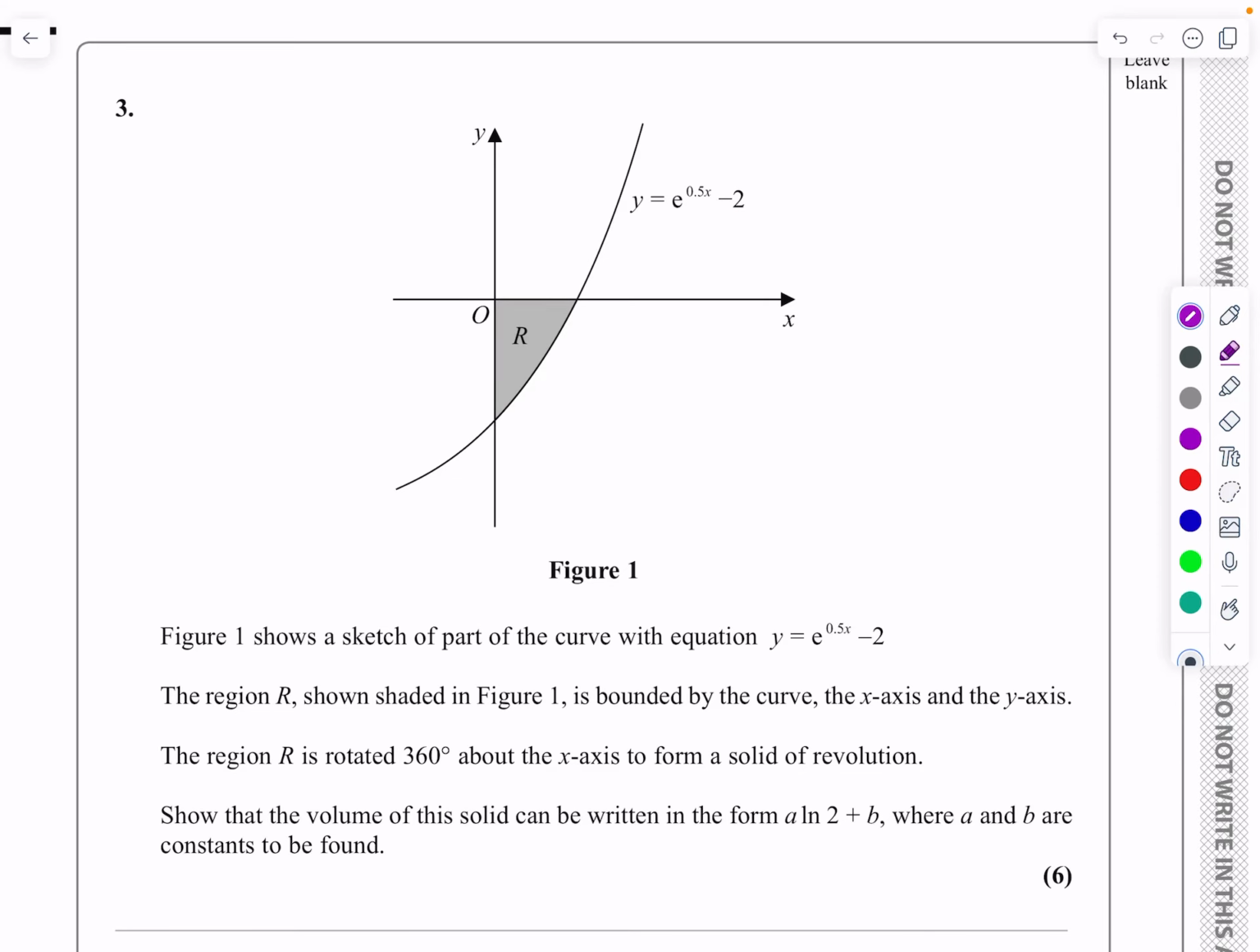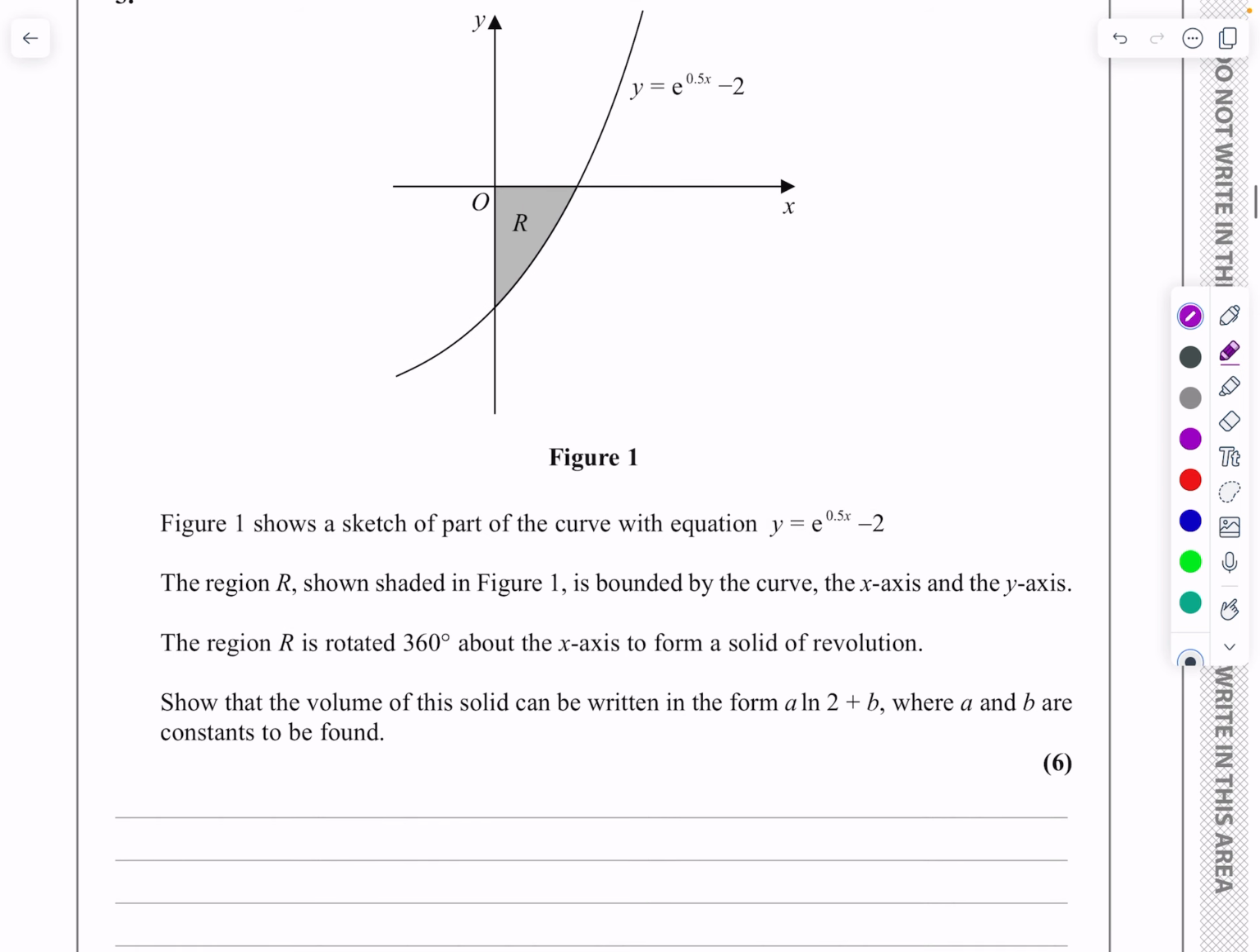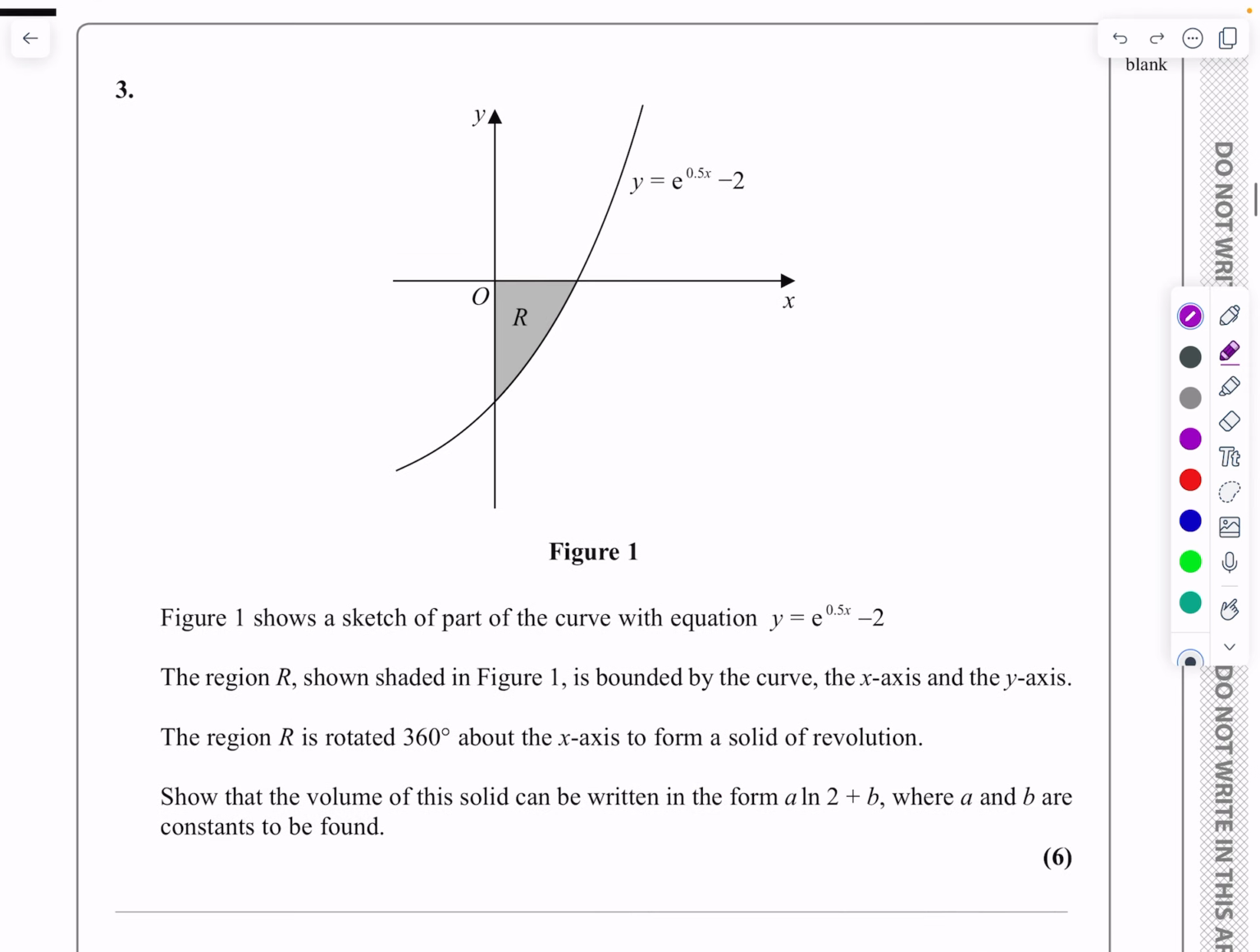Okay, this is the P4 paper from October 2020. It's question number 3, which is an integration question, and in particular, it's a volumes of revolution around the x-axis. So I'll just draw on the diagram to explain what we're doing. You don't need to do any drawing on the diagram, but we've basically got this shape R, this region R, which is going to be rotated around the x-axis.